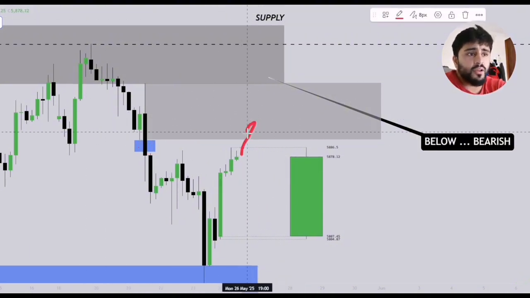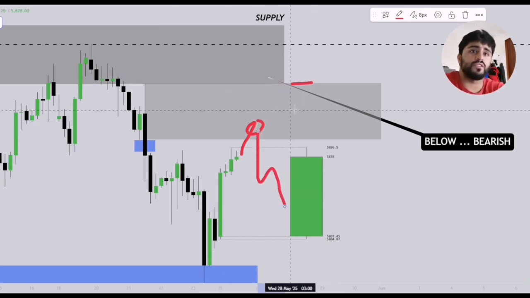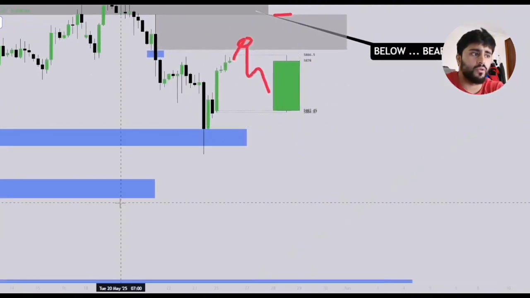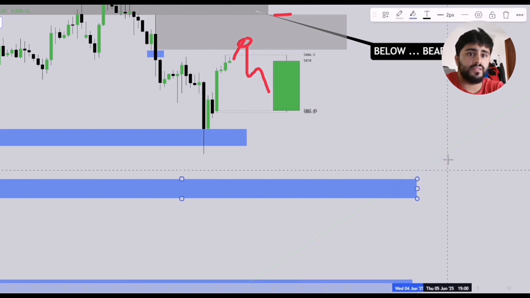If we respect this POI and price fails to break above it, so if we stay below this area, then yes, I am bearish. And I'm going to be bearish all the way down to probably, like I said before, at least this particular area. So this is now 57.15, right?